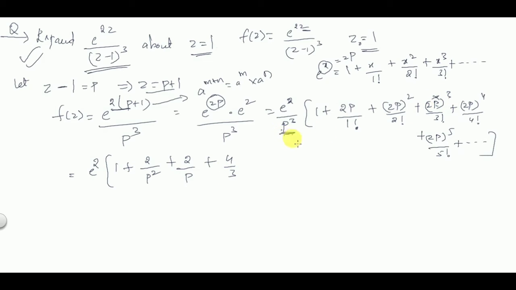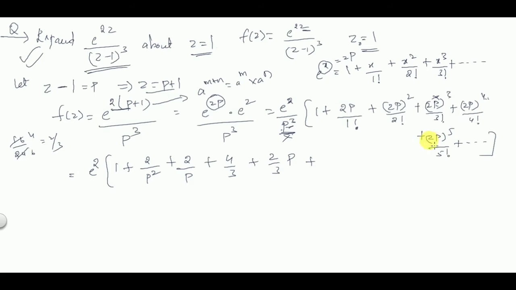This p cube and this p cube get cancelled off. Okay, this and this get cancelled off, right? Plus what will be this? 2 power 4 is 16 by 24, 4 4s are 4 6s, so 2 by 3 into p to the power of 4, p to the power of 4 into 1 by p cube is p, right?